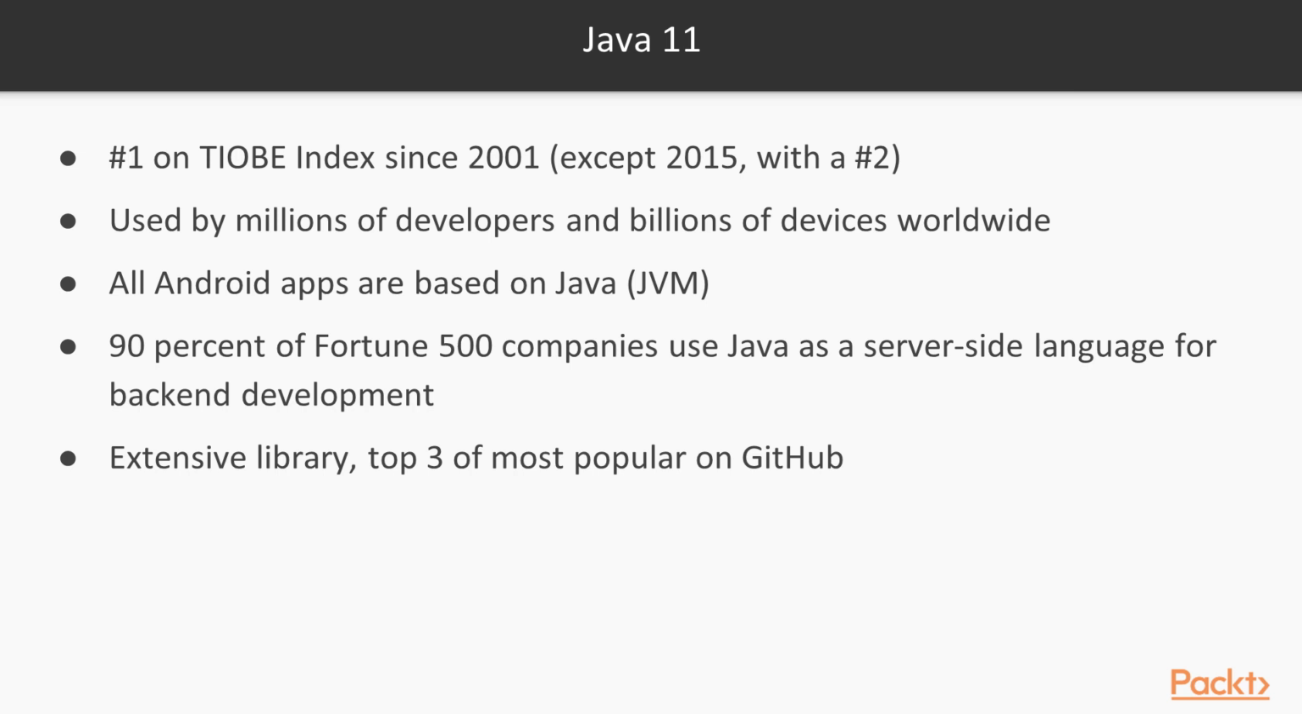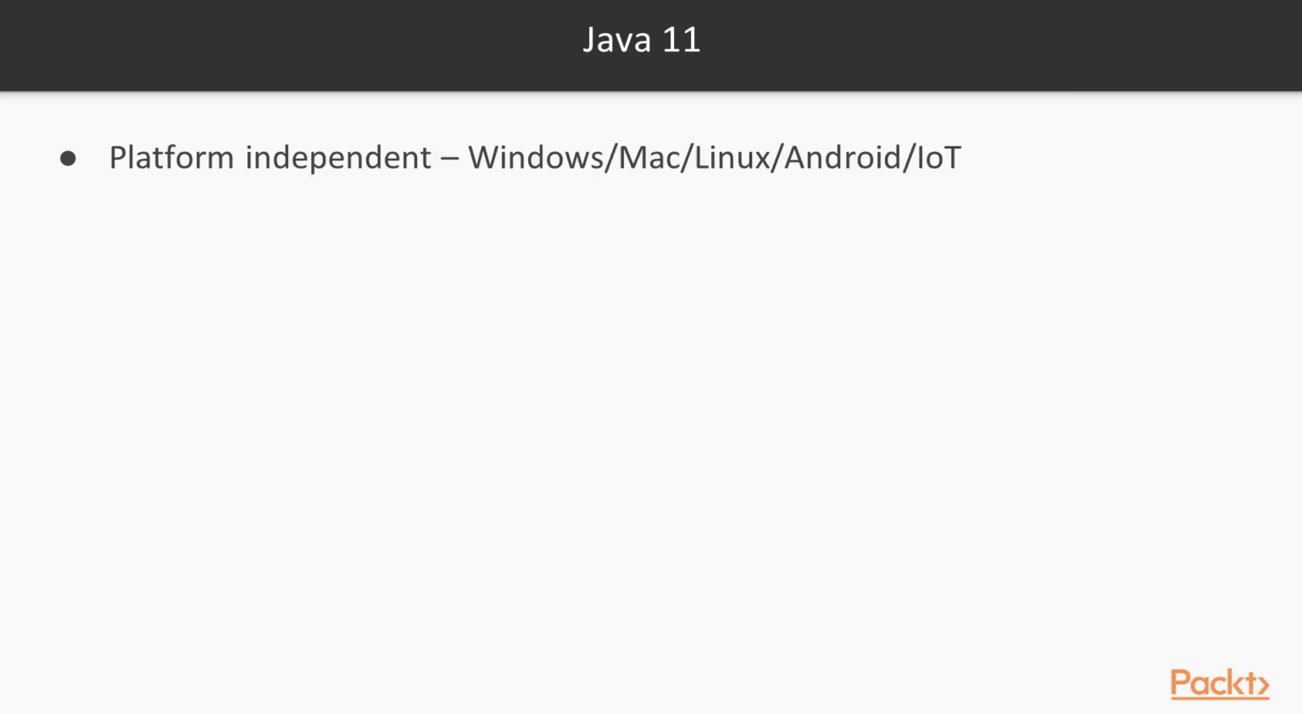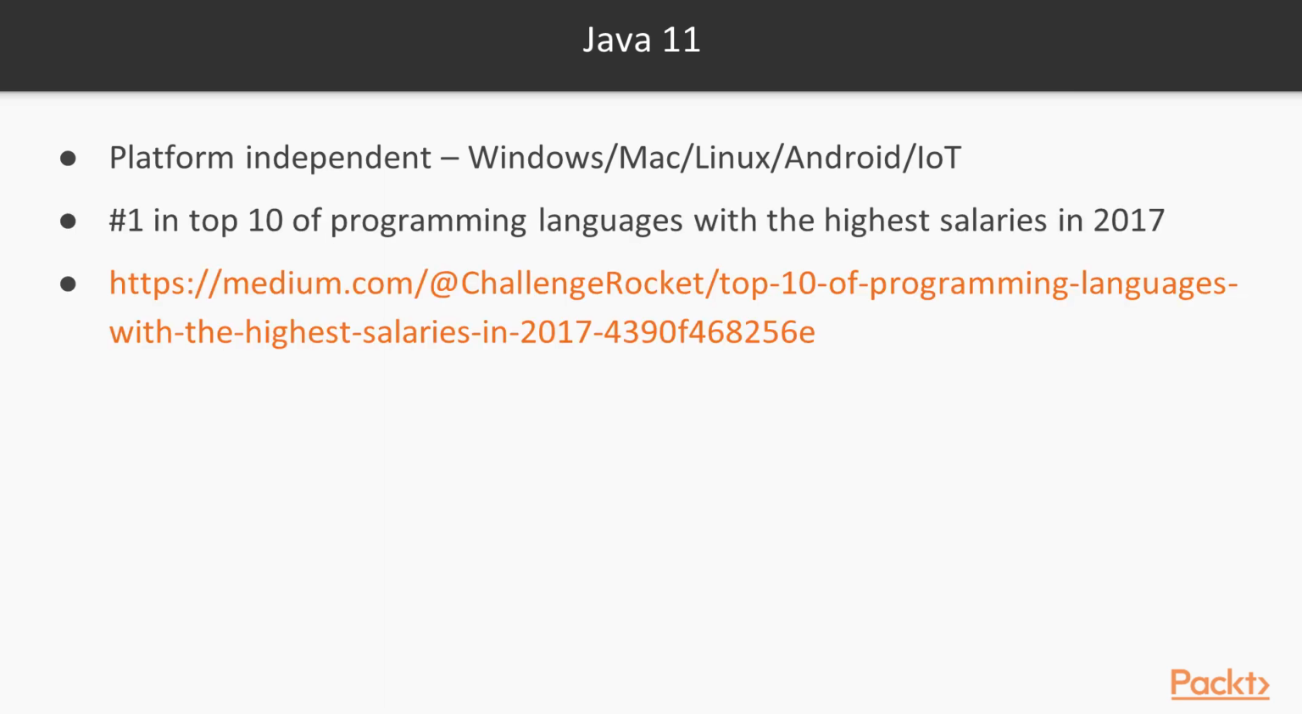And Java has extensive libraries in open source or even closed source. Just about everything under the sun has a Java library available for use. It is also platform independent, and whatever you learn can be transferred to Windows, Mac, Linux, or even the Android platform or IoT devices. Just runs everywhere. And last but not least, it's a programming language that offers the highest pay as a career.